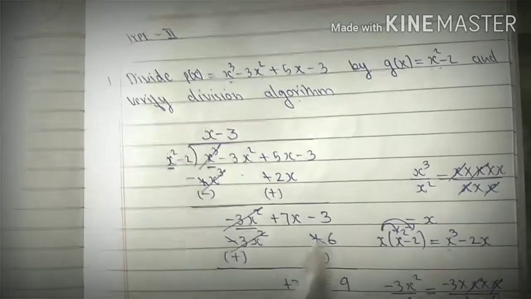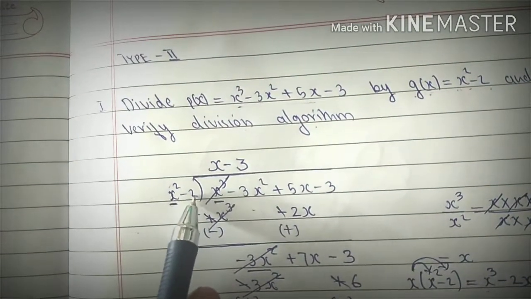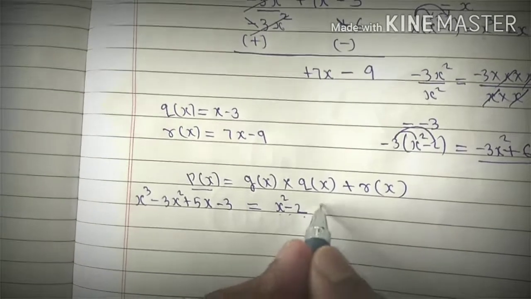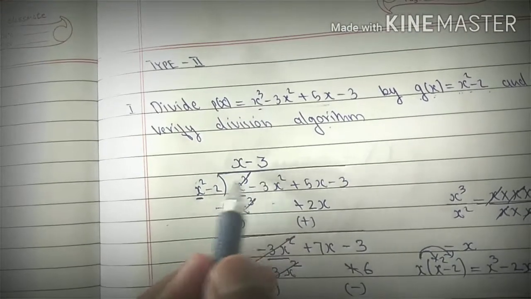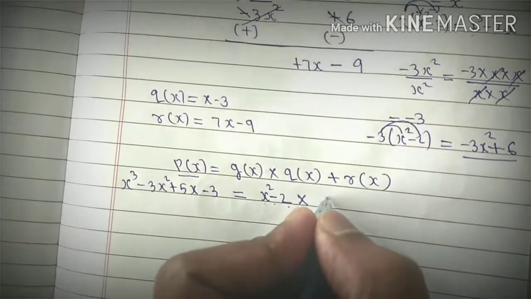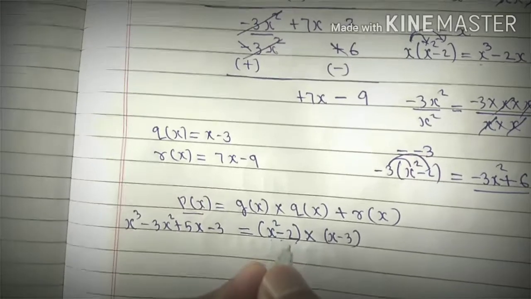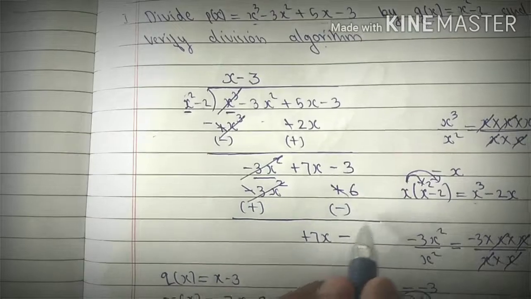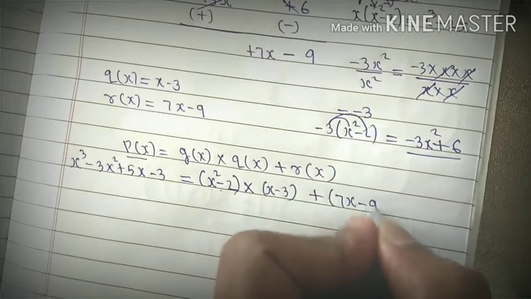So g of x was given as x square minus 2. I will write x square minus 2 as g of x multiplied with q of x. I got quotient as x minus 3, so I am writing x minus 3. I am writing these terms in brackets plus r of x. R of x, my remainder, is 7x minus 9.